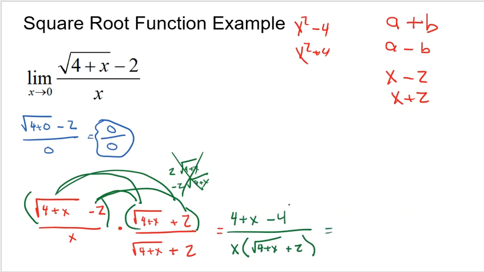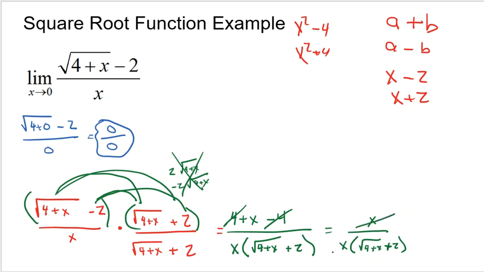And you're going to see why. Just watch what happens, right? The 4s are going to reduce to a 0. 4 minus 4 is 0. So I have x over x times the square root of 4 plus x, plus 2. But now look what happens. I have an x in the numerator and an x in the denominator. Those are the same factor. So if x is 5, I've got a 5 over 5. That's 1. If x is 17, I've got 17 over 17. That's 1.